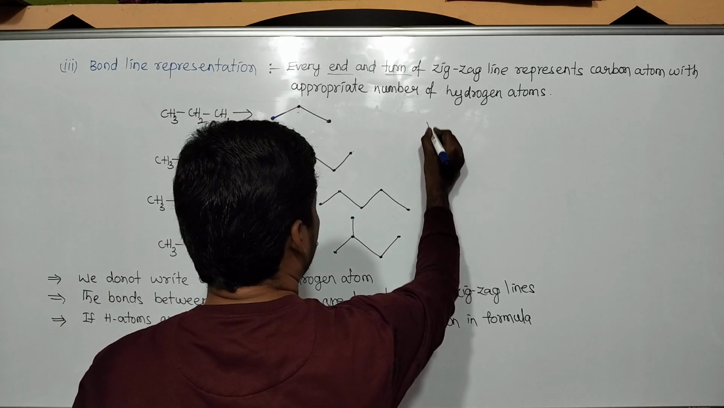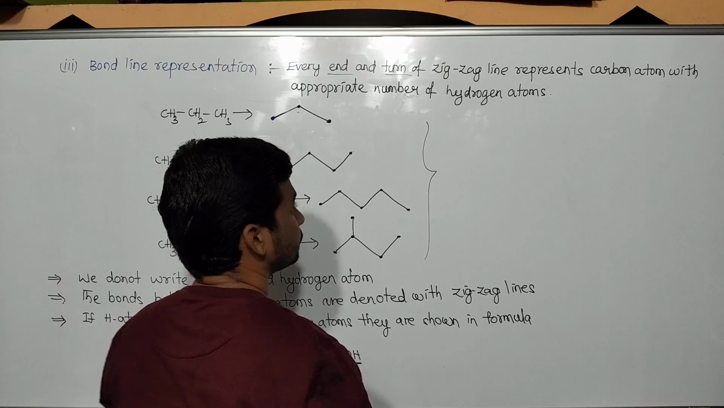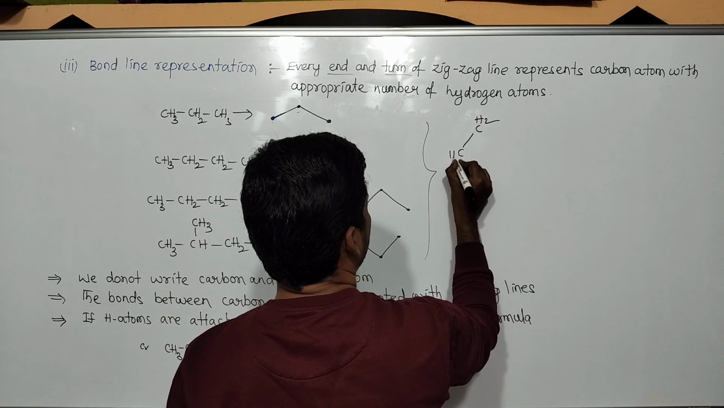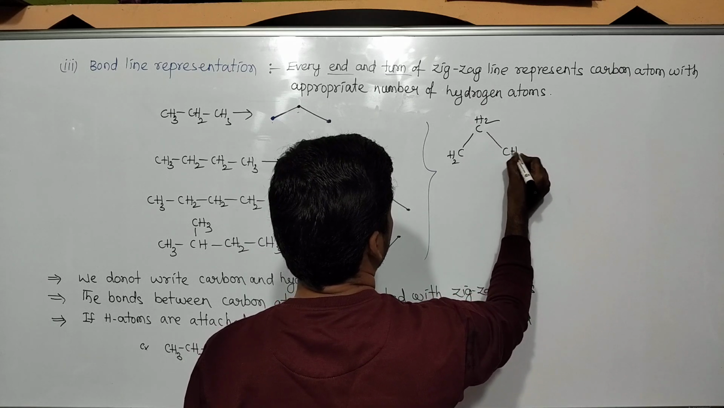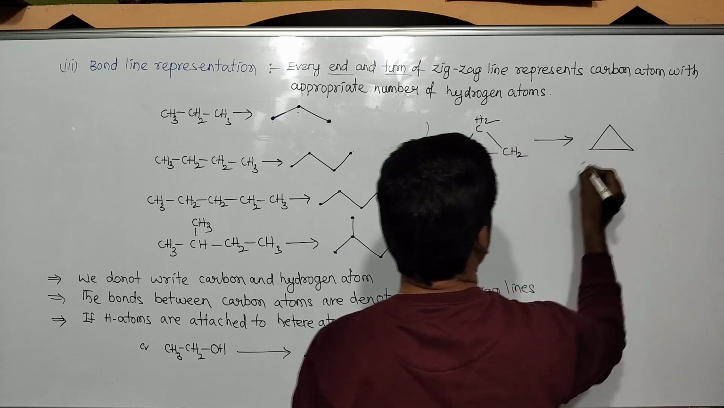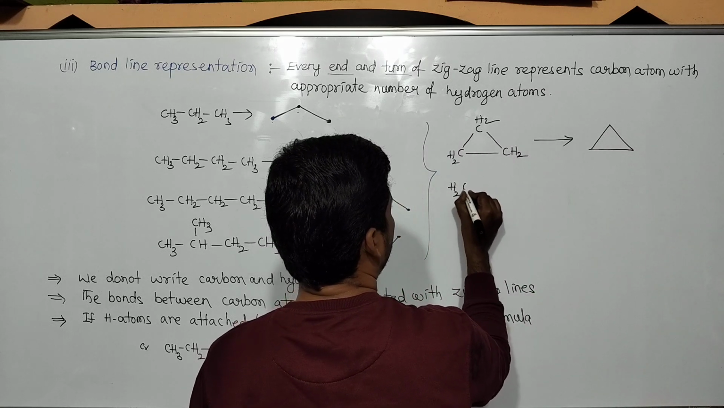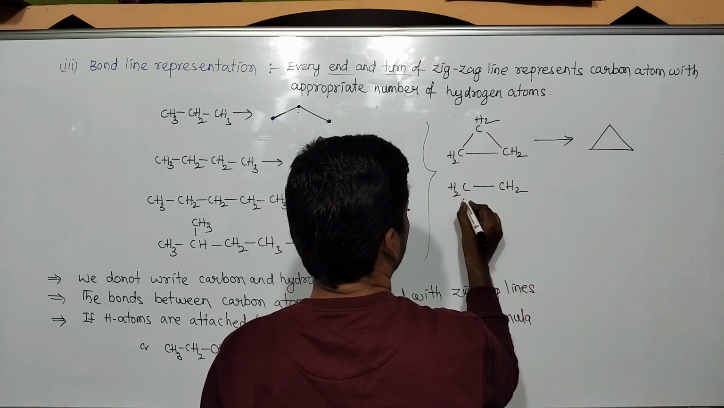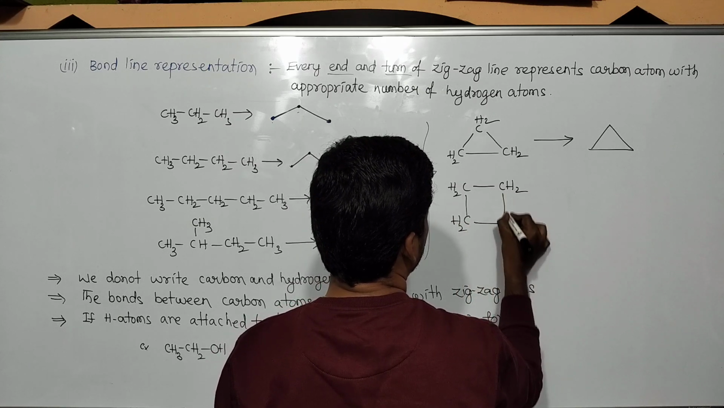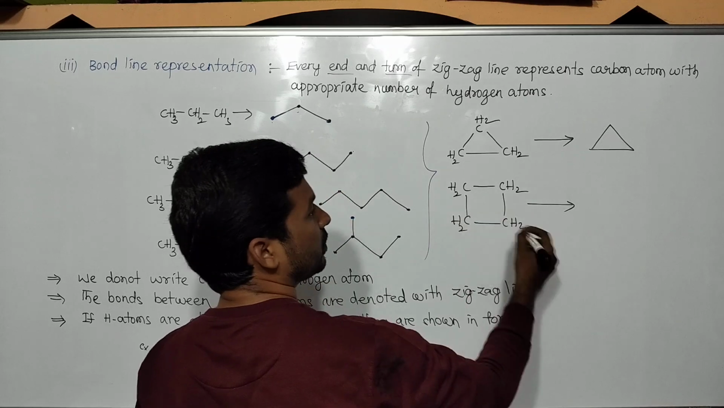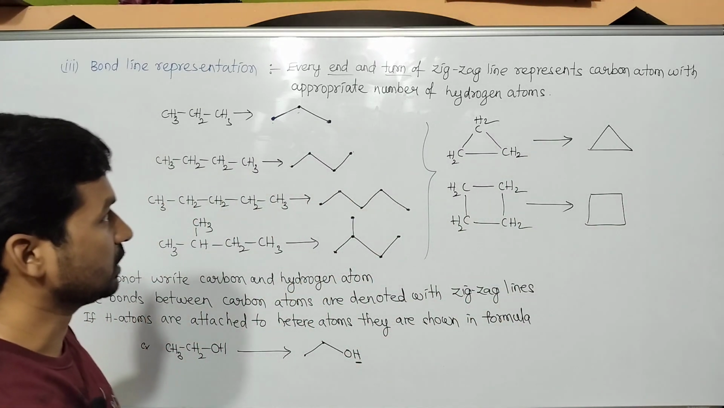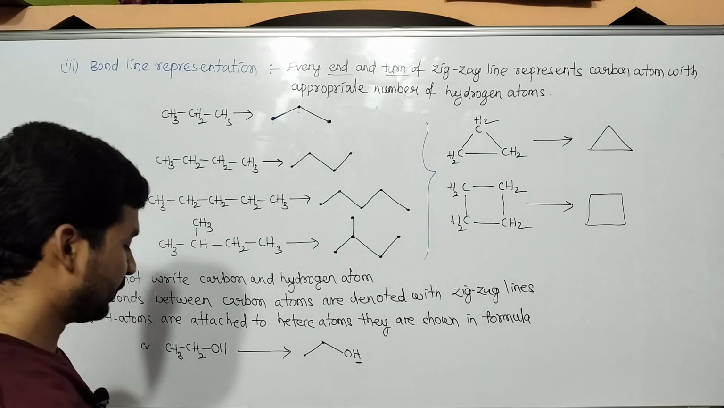for example, a cyclic compound, the bond line formula of a cyclic compound. So I am showing CH2, CH2 and CH2. For this, what is the bond line formula? Just a triangle. If it is cyclobutane, forget about IUPAC nomenclature, we will discuss that in later classes. For this cyclobutane, just a square. These are bond line formulas. Okay.